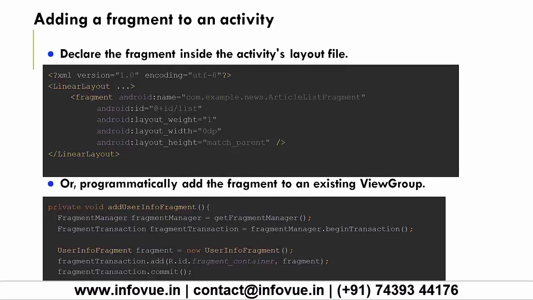Java file will be responsible for the backend of the activity, and the layout file will be responsible for the front end of the activity. For declaring your fragment inside the activity layout file, you have to create a linear layout, and in that you have to specify the fragment tag, where you can create your fragments. And to programmatically add the fragment to an existing view group, you have to create it in your Java file. So this is the way for creating your fragment in a Java file.